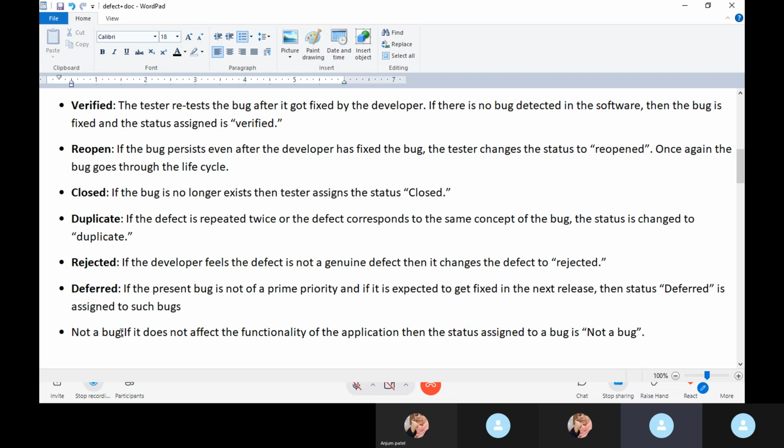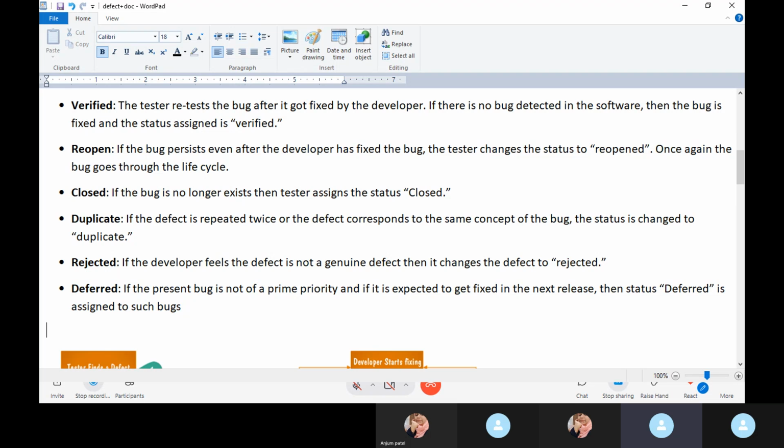And then there is a status called not a bug. If it doesn't affect the functionality of the application, then the status assigned to a bug is not a bug. So this is the same as this one. You cannot consider this also. It is not required.